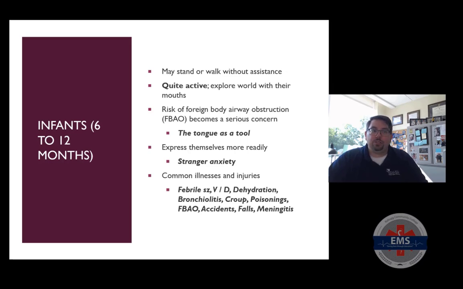And common illnesses and injuries include things like febrile seizures, where they get a rapid rise, or rapid fall for that matter, predominantly rapid rise in fever over a very short period of time, causing seizure activity in the brain, vomiting or diarrhea, all leads to dehydration, bronchiolitis, inflammation of the bronchioles, croup, poisonings, the foreign body airway obstructions like we talked about, could be an accident, a fall, or could be some type of serious infection like meningitis.